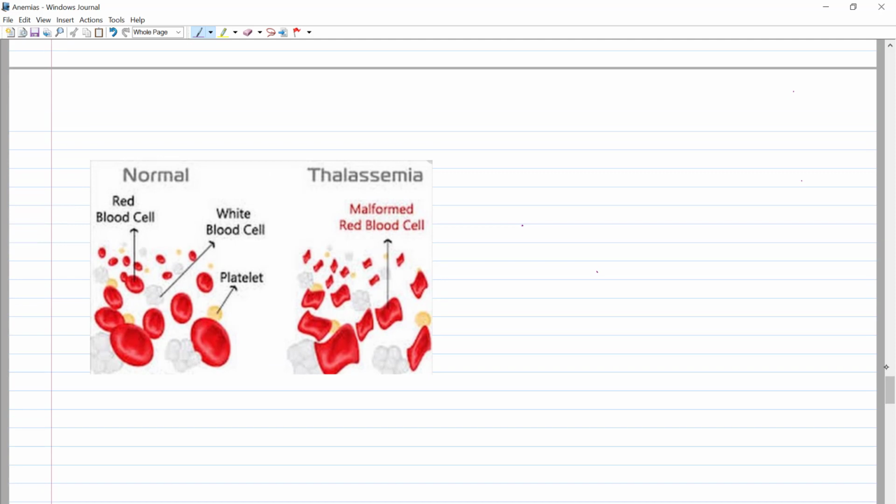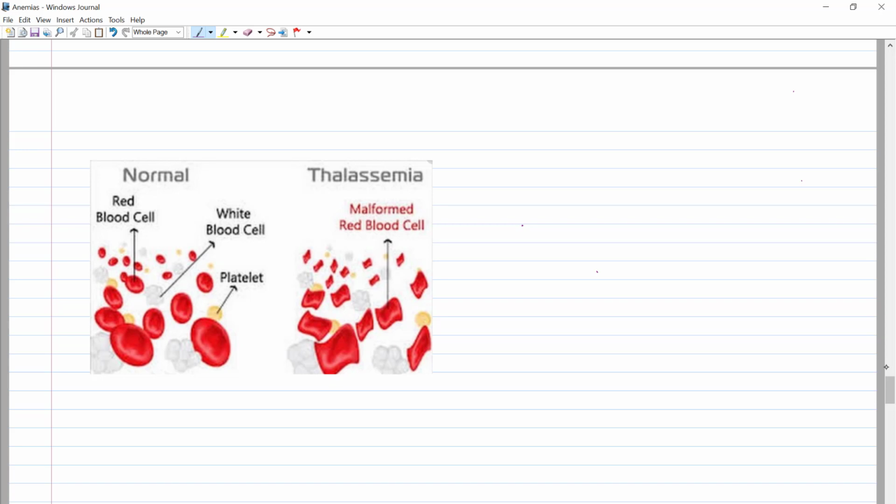All right. So I hope that so far the different types of anemias we discussed are pretty much clear: IDA, vitamin B12 deficiency, folic acid deficiency anemia.